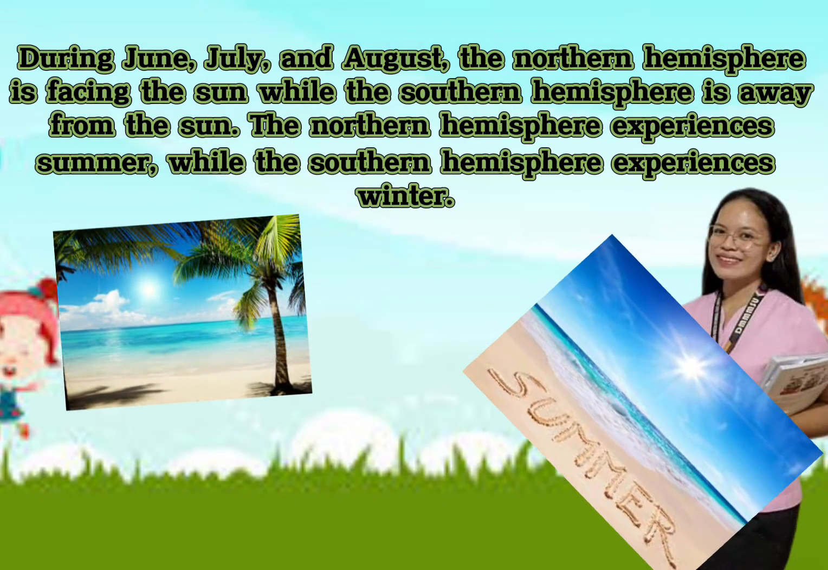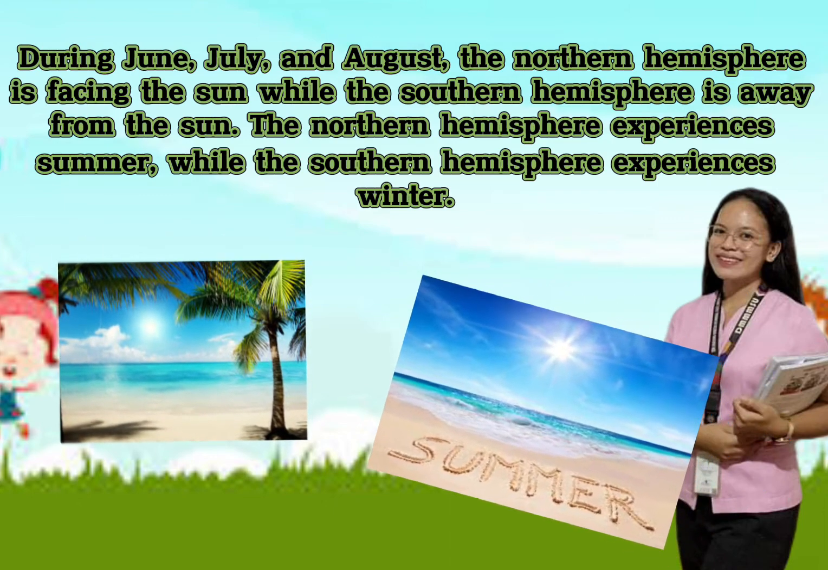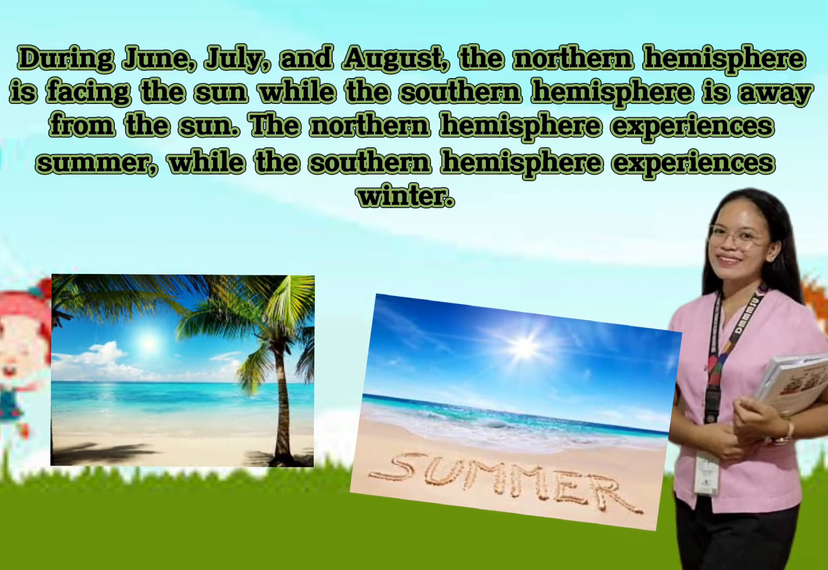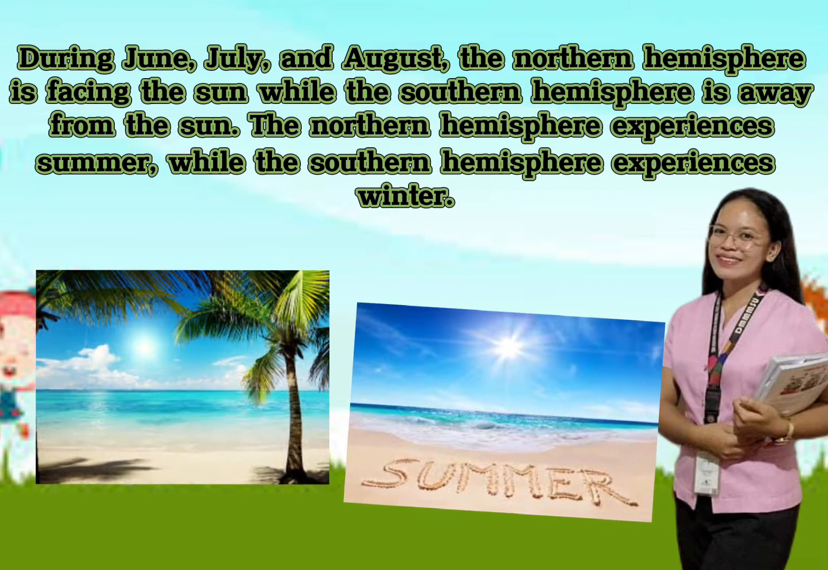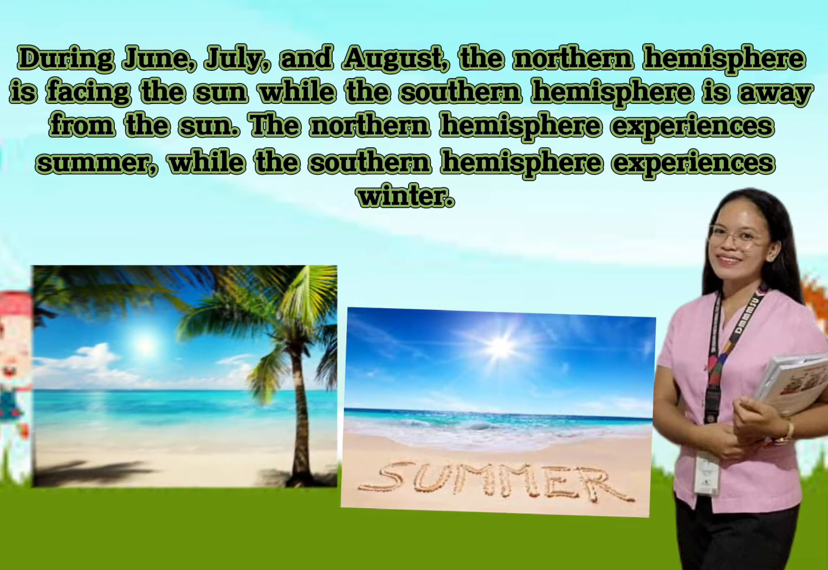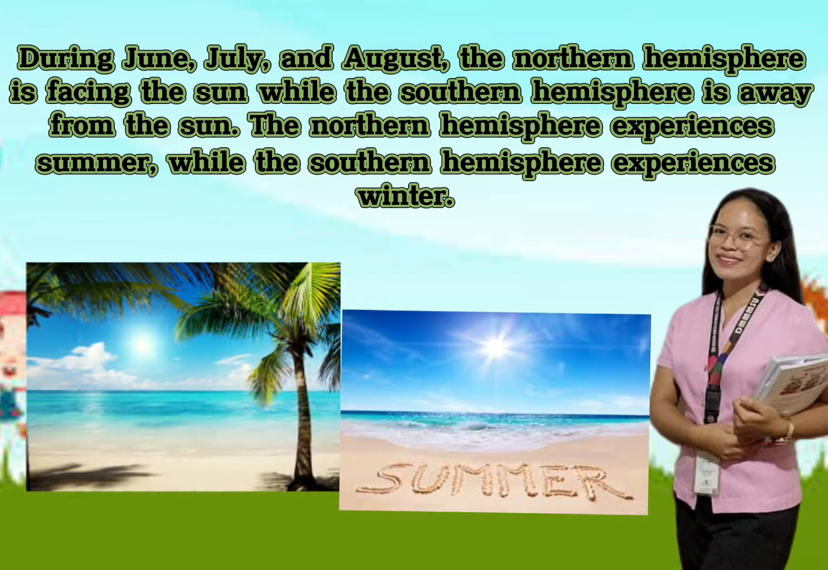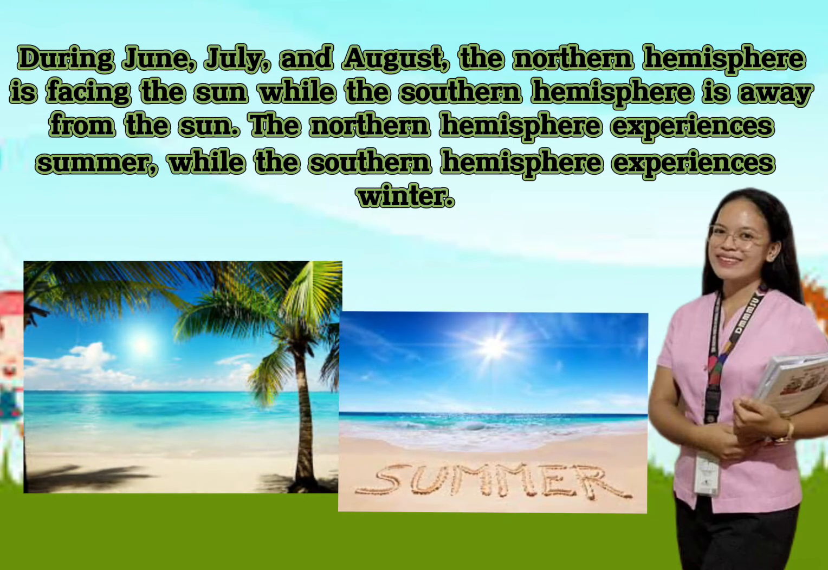During June, July, and August, the northern hemisphere is facing the Sun while the southern hemisphere is away from the Sun. The northern hemisphere experiences summer while the southern hemisphere experiences winter. This is because the northern hemisphere is exposed to more direct sunlight. Examples of countries in this area are Canada, Russia, Japan, and the United States.